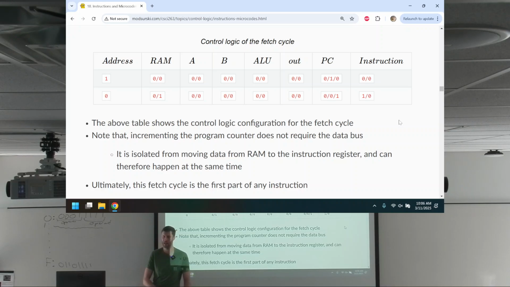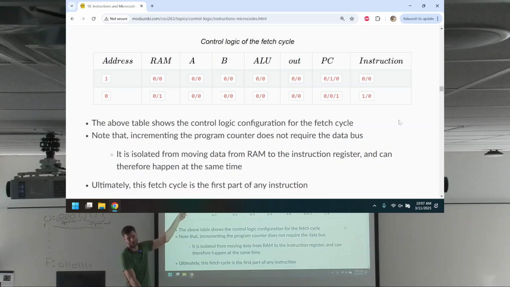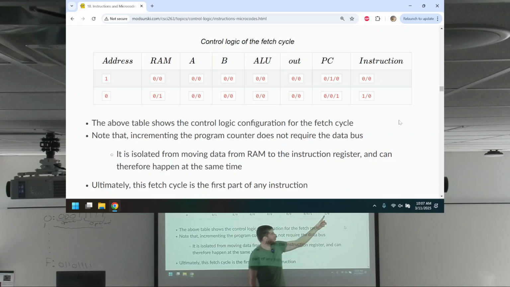Well, first, what do I have to do? I output from the program counter, 0, first time I hit run, and put it into the A register, or the address register, pardon me. The address register now stores 0. I can now get the information from RAM at address 0 and put it into the instruction register. And I can also increment the program counter at this point in time.